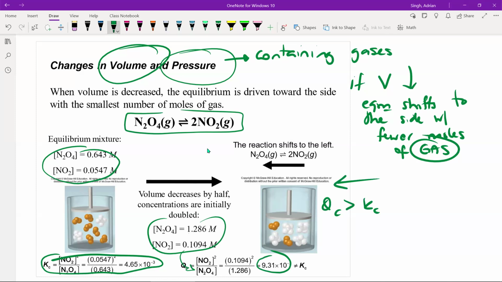So decreasing the volume leads to a shift in equilibrium to the side with fewer moles. Here we have 2 moles of gas on the right side, and on the left side we have 1 mole of gas. That's why decreasing the volume forces this to move to the left, where there are fewer moles of gas, the N2O4 in this case.